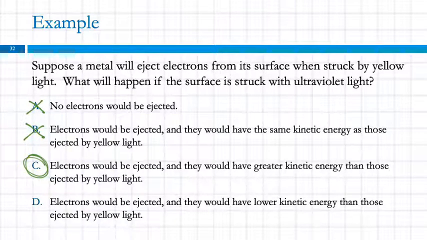So we're striking with ultraviolet light instead of yellow. The light has more energy. The electron gets ejected. That's a certain cost in energy, the binding energy. And the difference, the excess, goes towards kinetic energy. So the ultraviolet light gives more kinetic energy to the electrons. So the last choice, the electrons would be ejected, but they'd have lower kinetic energy. That's not correct.